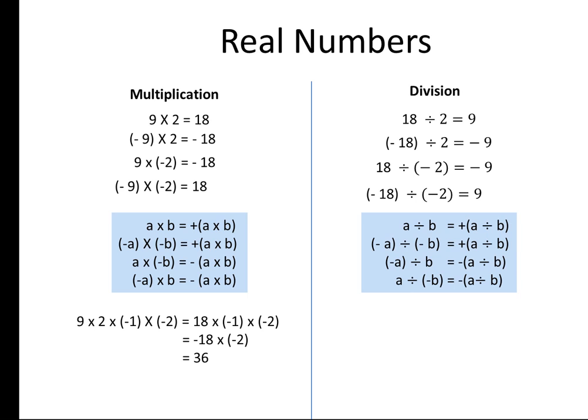In general, a divided by b is a positive result if both a and b are positive. If both a and b are negative, minus a divided by minus b will give you a positive result. If a is negative and b is positive, a divided by b will give you a negative result. A divided by minus b will also give you a negative result.